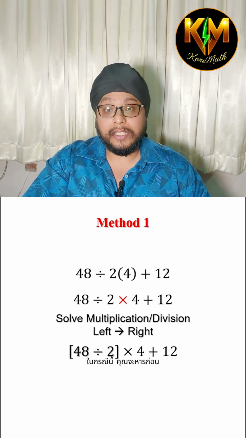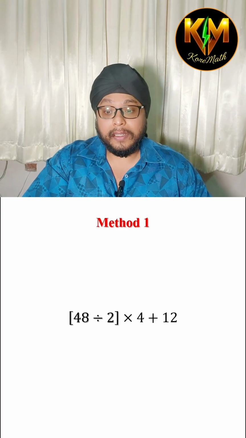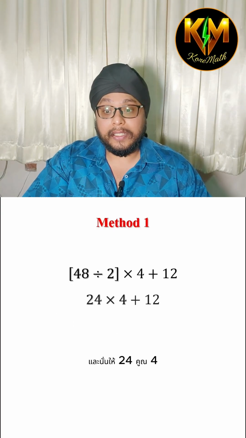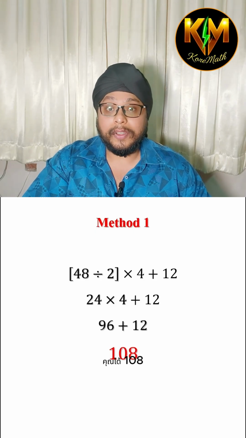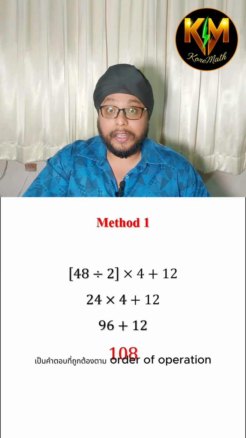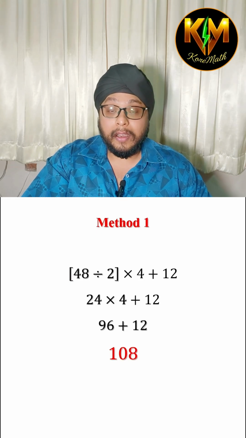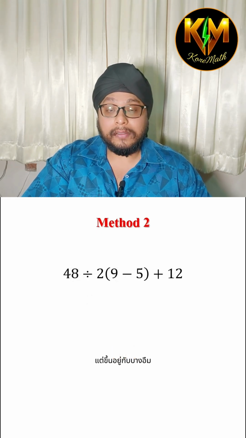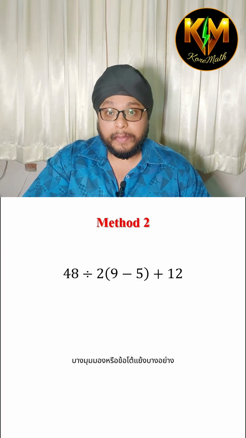So in this case, you'll do the division first, and that gives us 24. Multiplied with the 4, you get 96. Add the 12, you get 108. Now, this is what most people would accept as the correct answer, according to the order of operations. But based on some points of view or some arguments, there is a second way that we might figure this out.